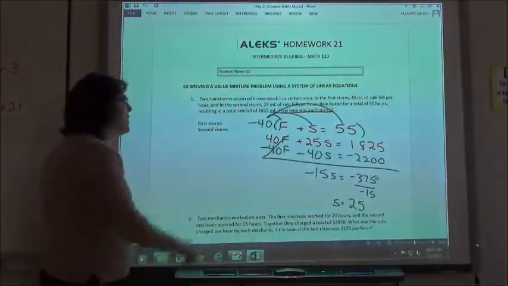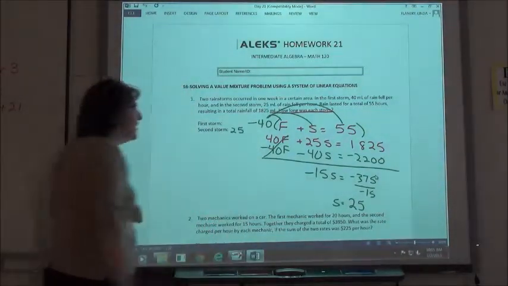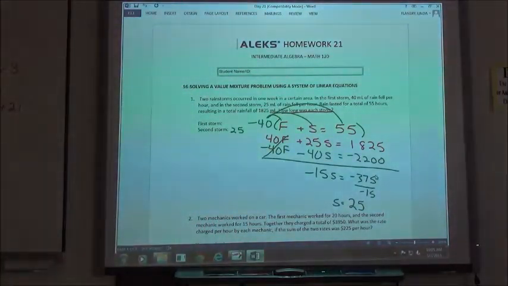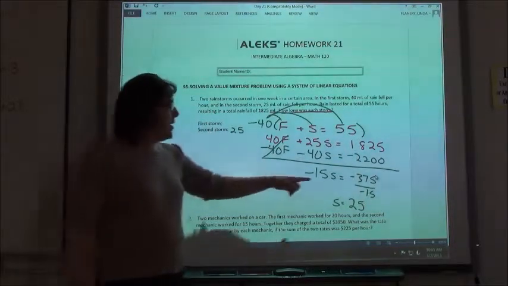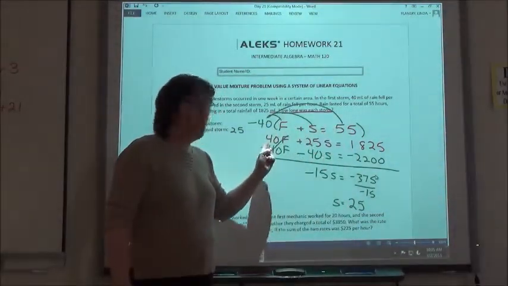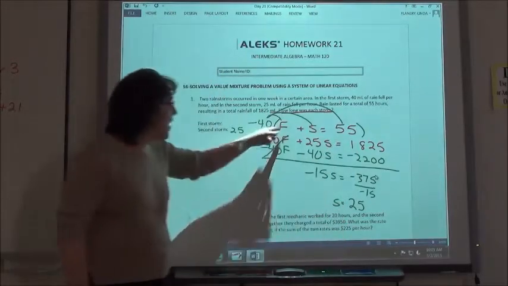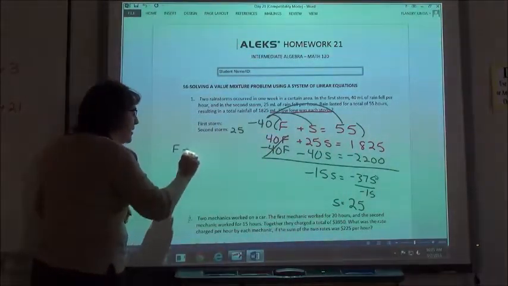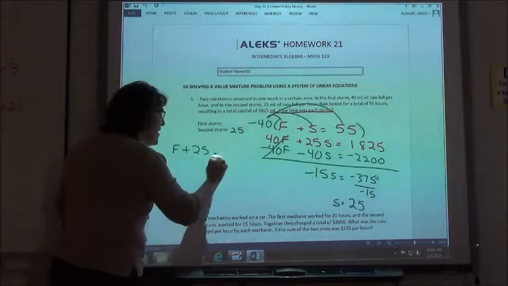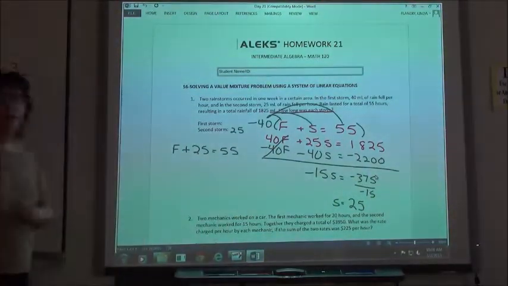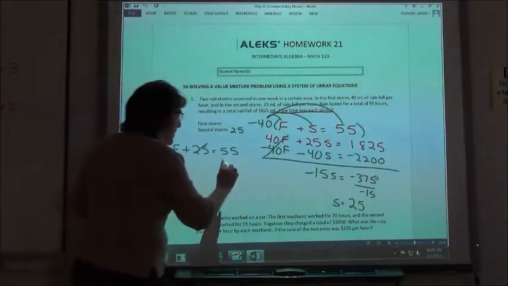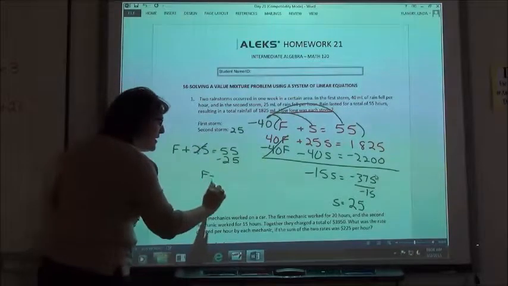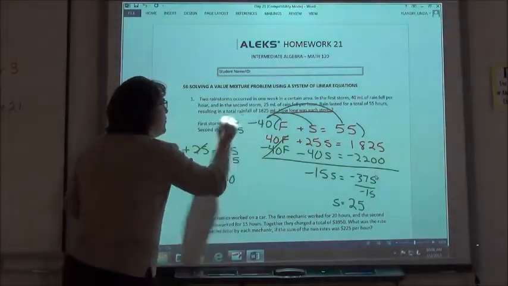So that means the second storm lasted for 25 hours. We want to find the length of the first storm also. It looks a whole lot easier to substitute into the top equation instead of the bottom one, so I would use the top equation. The first one plus the second one, which is 25, equals 55, right? Because I knew the sum of the 2 was 55. If I subtract my 25, the first one lasted for 30 hours.